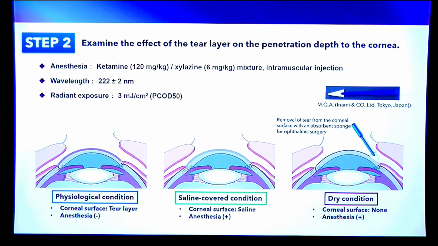Next, we performed Far-UVC irradiation on corneas with different surface conditions. In the physiological condition, as already indicated, irradiation is performed on anesthetized rats, so tear layers exist on the surface of the cornea. In the saline-covered condition, the corneal surface is covered with diluted saline instead of the tear layer. In the dry condition, the corneal surface is dry because the tear layer is absorbed by a surgical sponge in anesthetized rats.